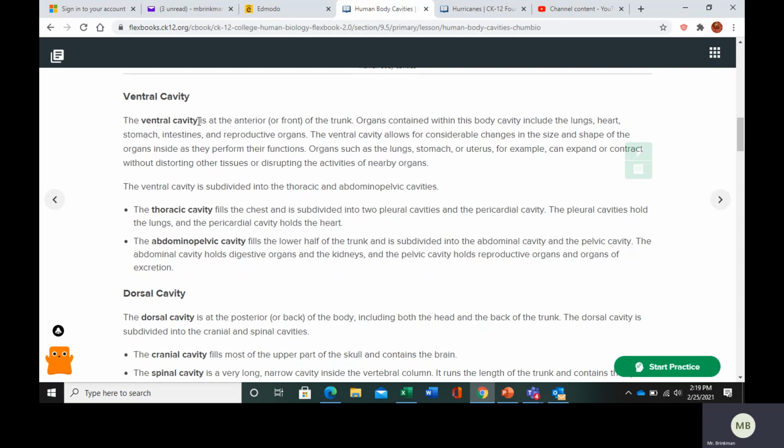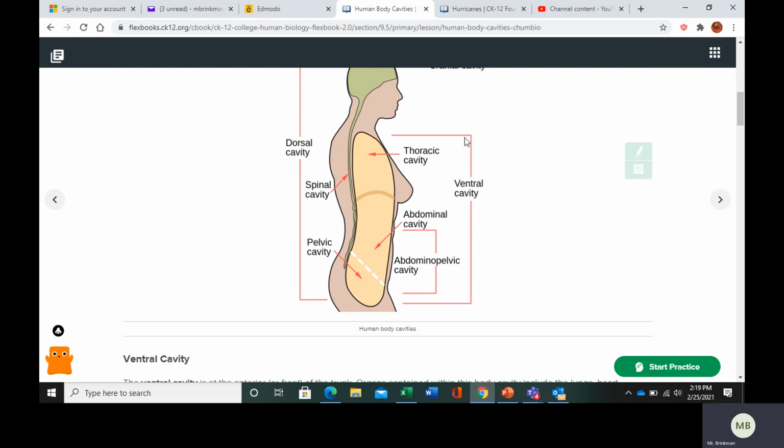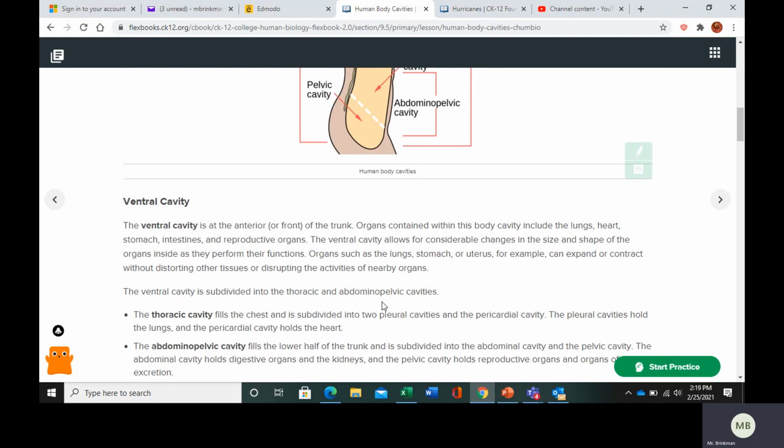So the ventral cavity is at the anterior or front of the trunk, or basically your, what do they call this? Torso. It's at the front of your torso. Sorry, I was having a little memory lapse there. The organs in that body cavity are the lungs, heart, stomach, intestines, and reproductive organs. The ventral cavity allows for the organs inside to change size without affecting other tissues or disrupting other activities of nearby organs.